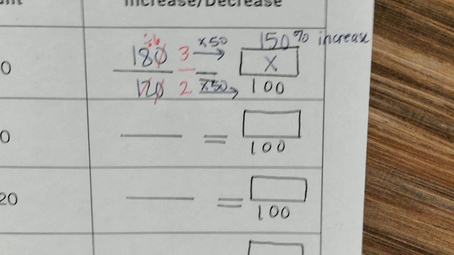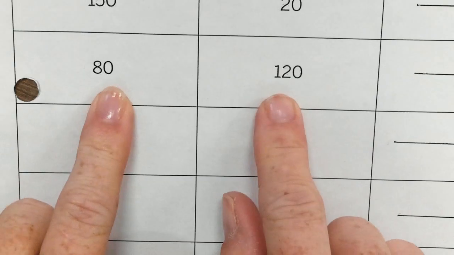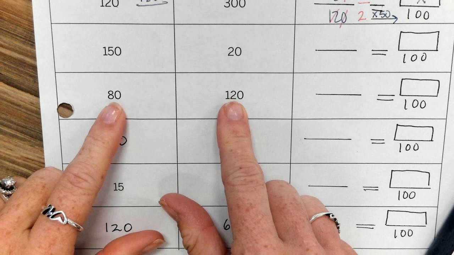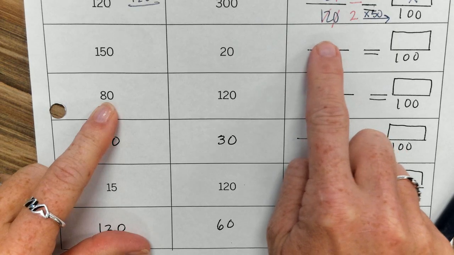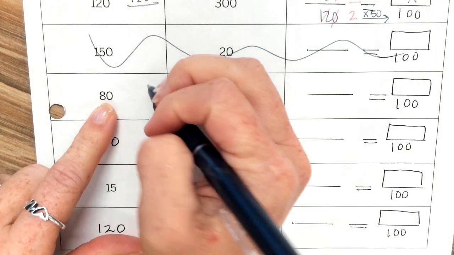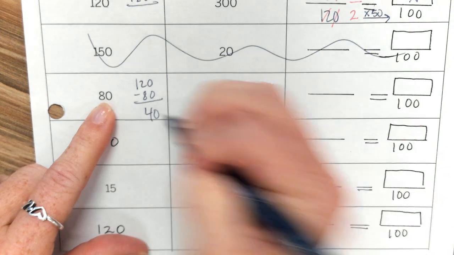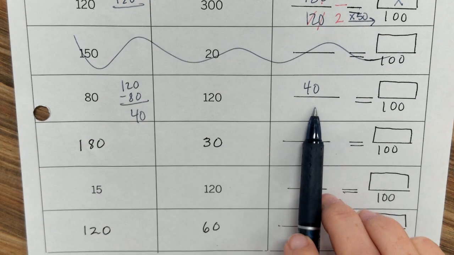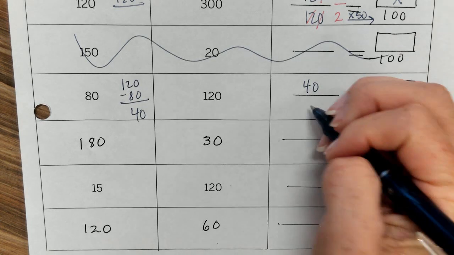All right, skip the next one. Let's go to the third one. First of all, is it increase or decrease? Increase, because it went from 80 to 120. What goes up top? The difference. What is the difference of 120 minus 80? 40. So that number goes up top. What goes on the bottom? 80, the original amount.